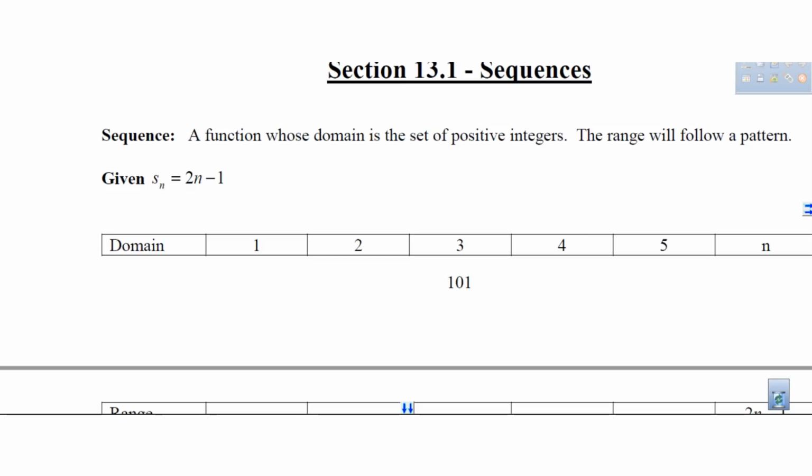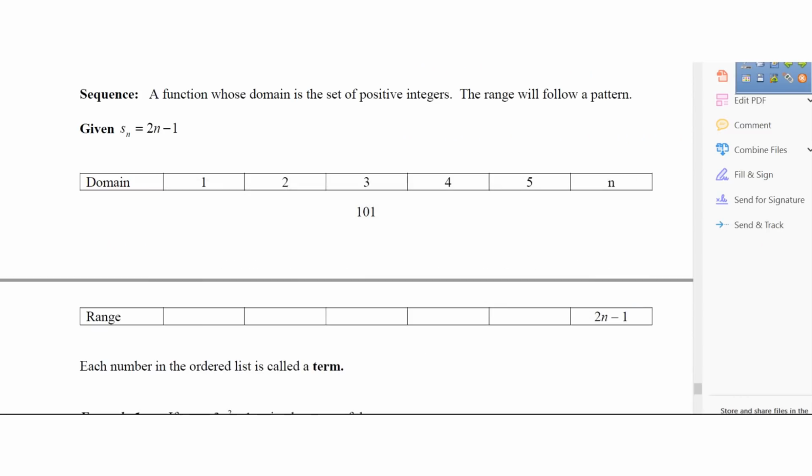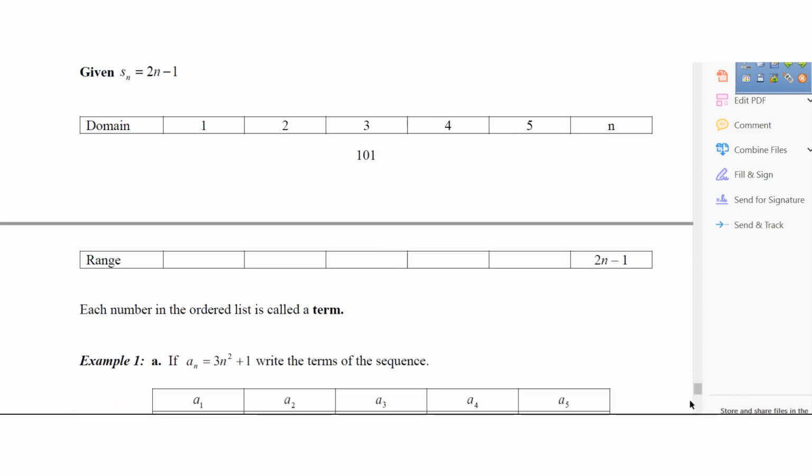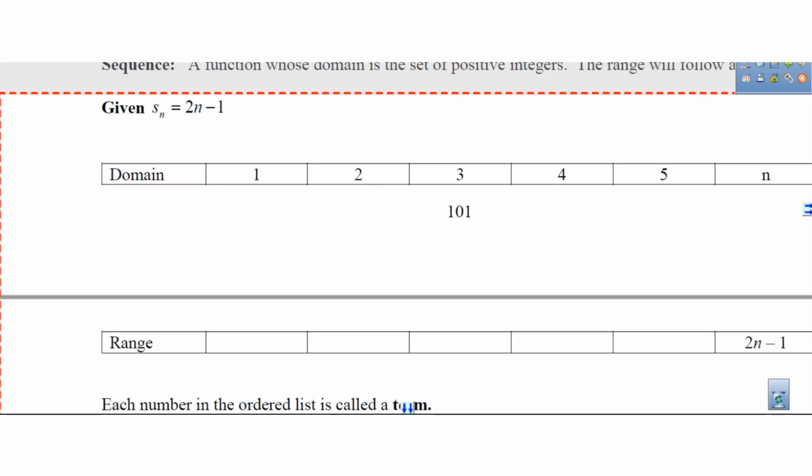Section 13.1, which is our first day of sequences. This is just a general lesson that introduces the concept of sequences. So I really don't think it's going to be tough at all. Look at this first problem.